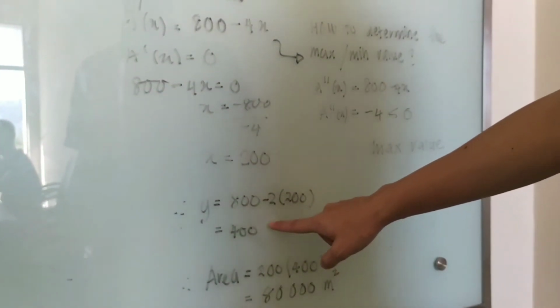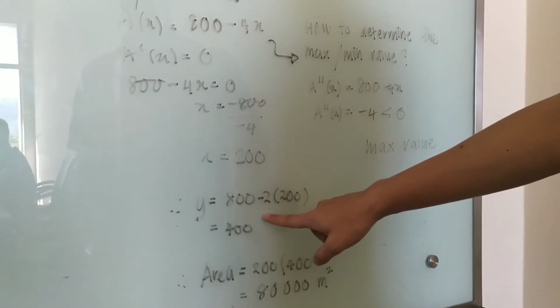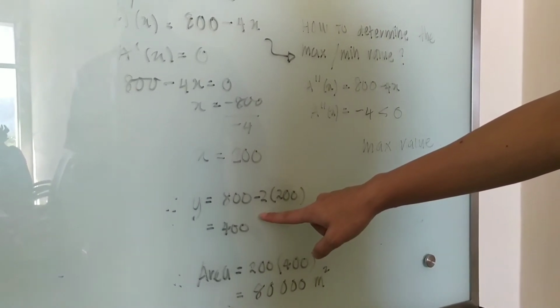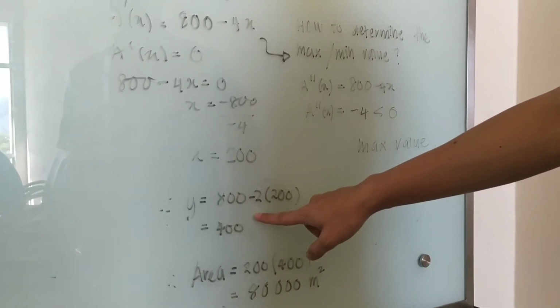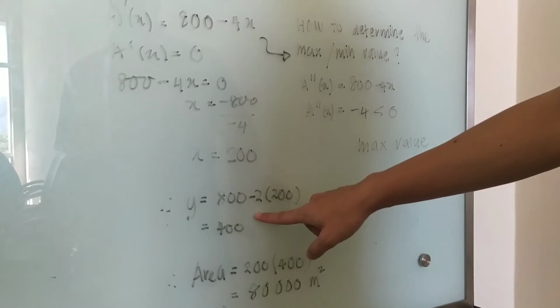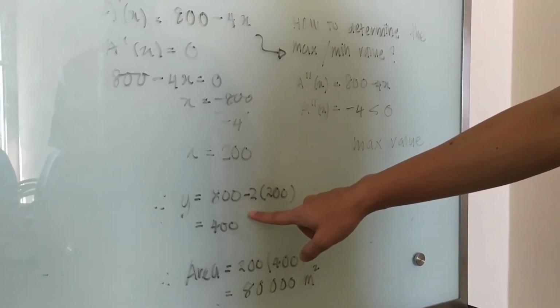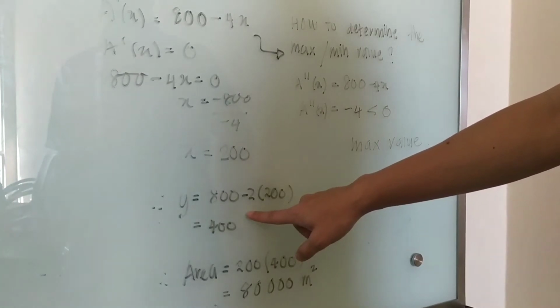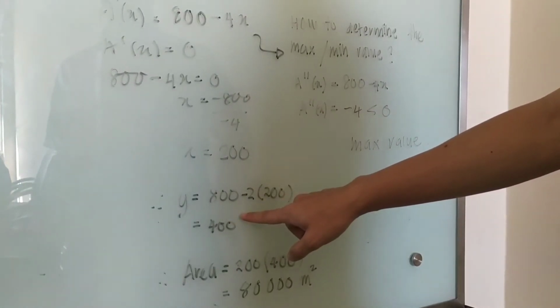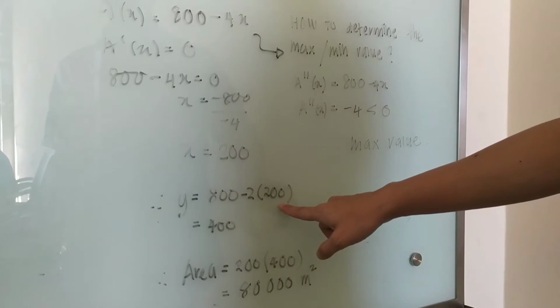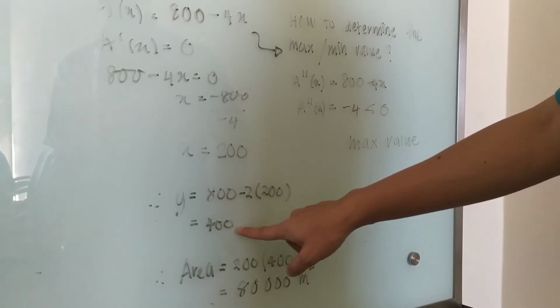Remember, the first equation that we got earlier is y equals 800 minus 2x. As for the value of x that we found earlier, we must substitute the value of x into the equation of y. So we get y equals 800 minus 2 bracket 200. So we get y equals 400.